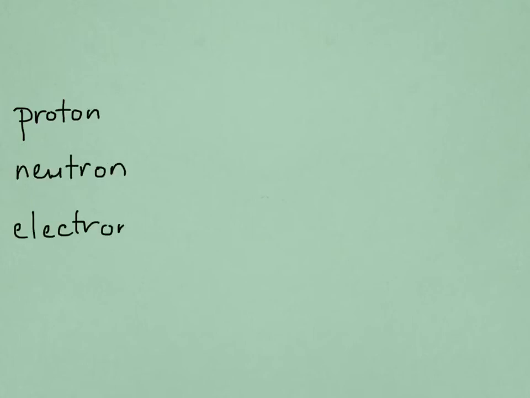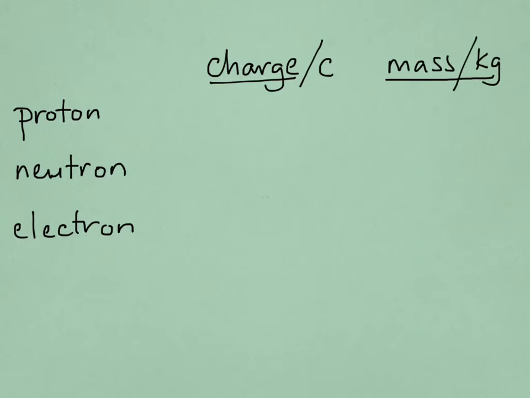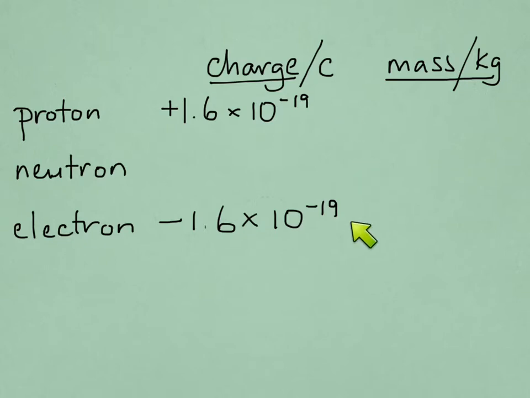Okay, if we have a think about the properties of protons, neutrons and electrons, make this sort of table and make a note of their charge and their mass. So charge is measured in coulombs and mass is measured in kilograms. Now these are on the data sheet, so you don't have to remember them. The charge on a proton is plus 1.6 times 10 to the minus 19 coulombs. The electron is minus 1.6 times 10 to the minus 19 coulombs. So same number, just different signs.